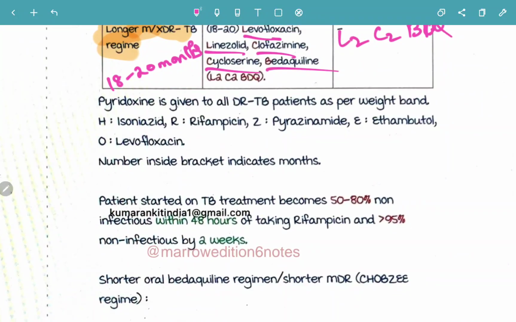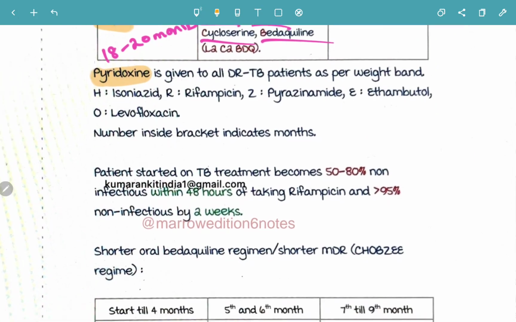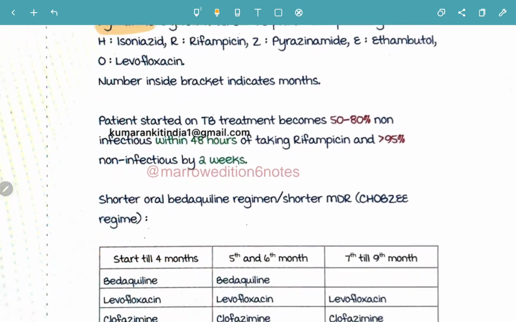Remember pyridoxine. Pyridoxine, vitamin B6, is given to all the drug-resistant TB patients as per the weight band. Remember, always pyridoxine. Isoniazid, rifampicin, pyrazinamide, ethambutol, and levofloxacin.